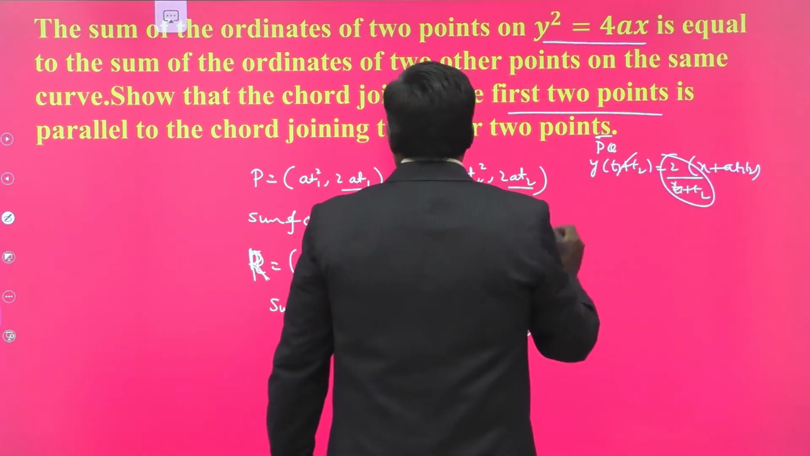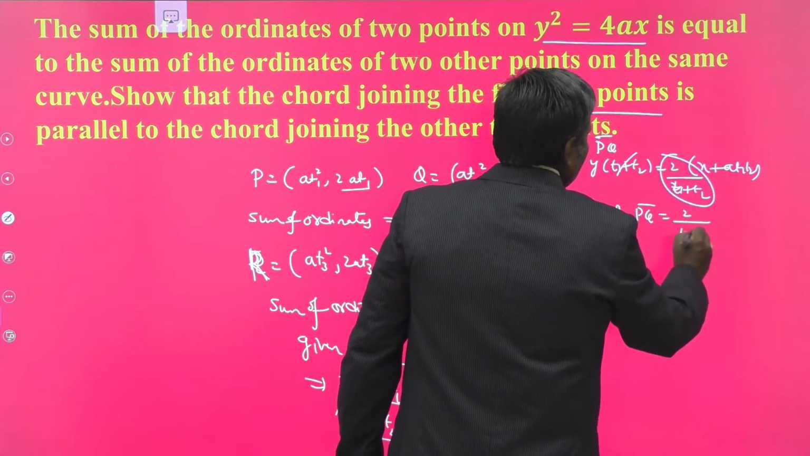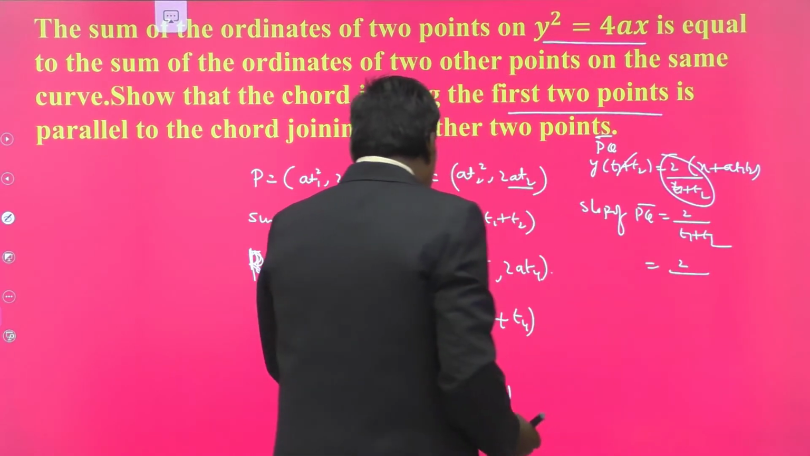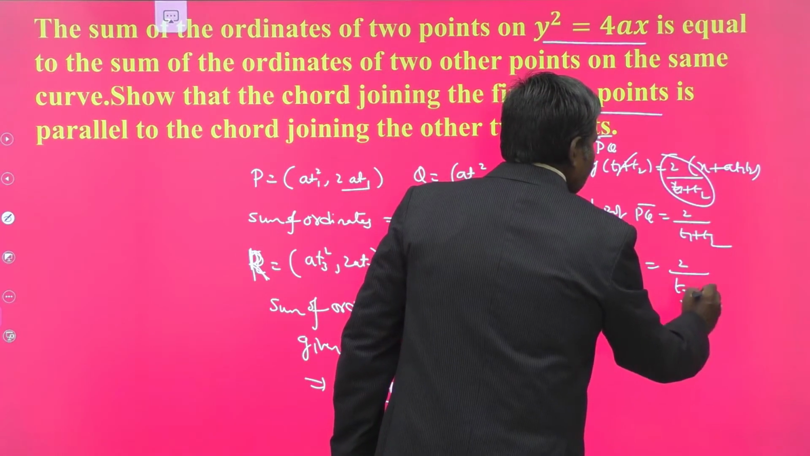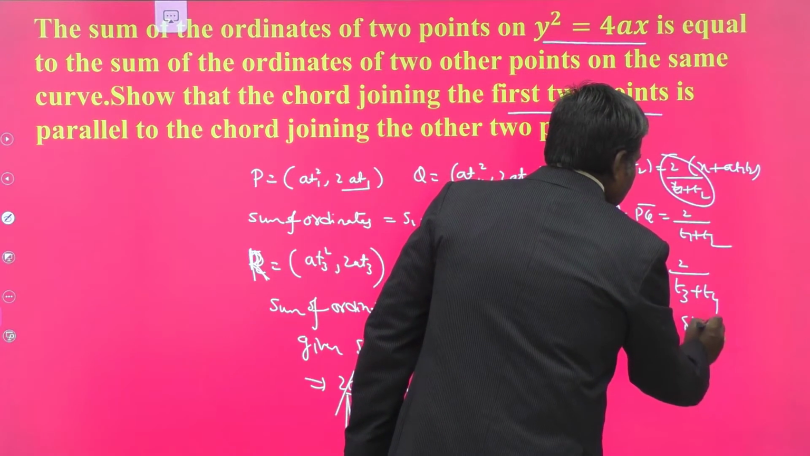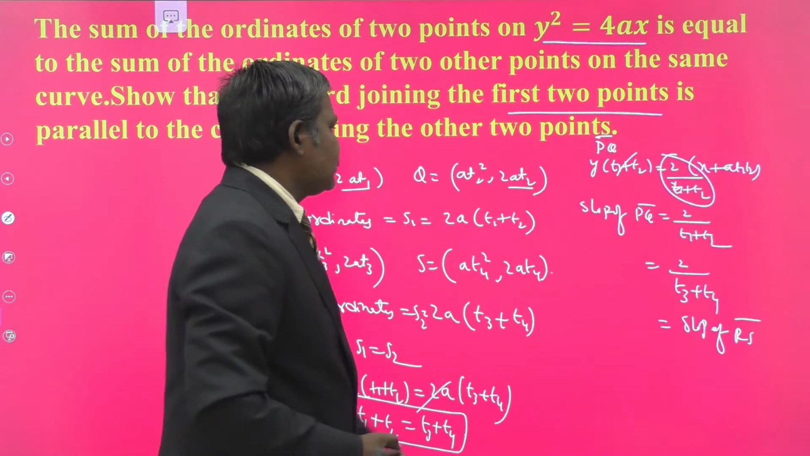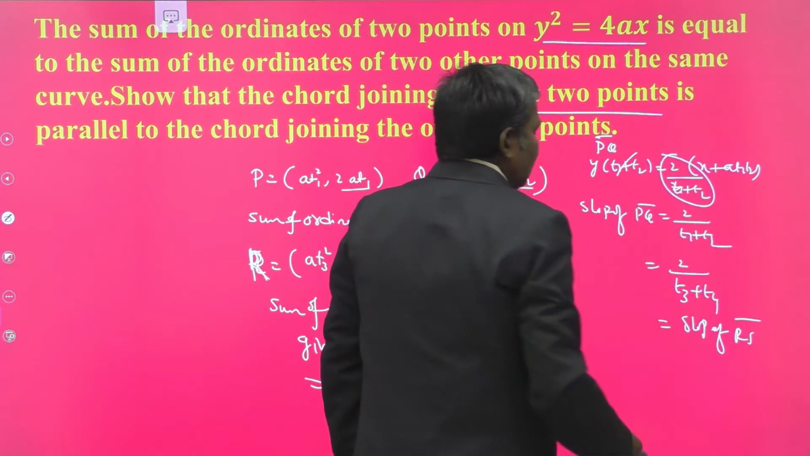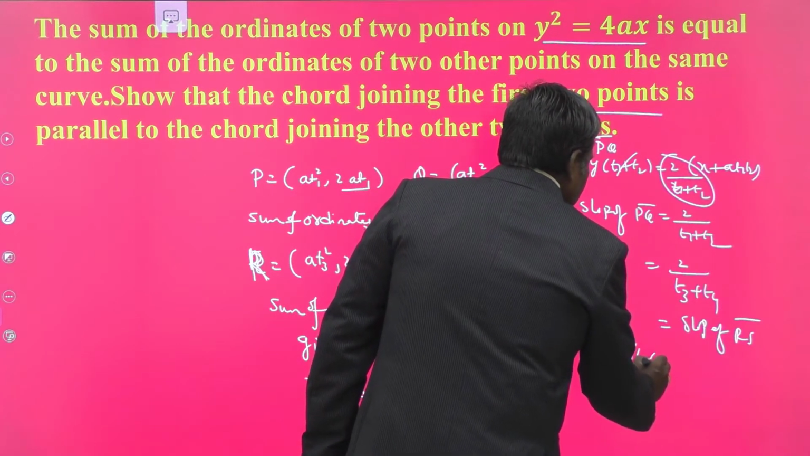This is the slope. So the slope of line joining PQ is equal to 2 by (t1 plus t2). That is nothing but 2 by (t3 plus t4), because t1 plus t2 equals t3 plus t4. Instead of that one, I am writing t3 plus t4. This is nothing but the slope of RS, the slope of line joining R and S. Slope of PQ is equal to slope of RS means what? The line joining PQ is parallel to the line joining RS. PQ is parallel to RS.